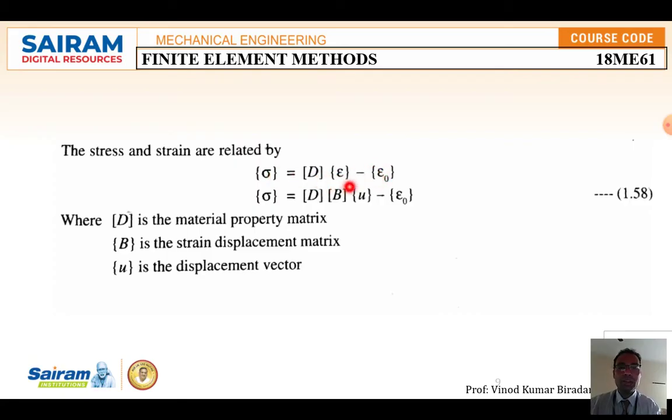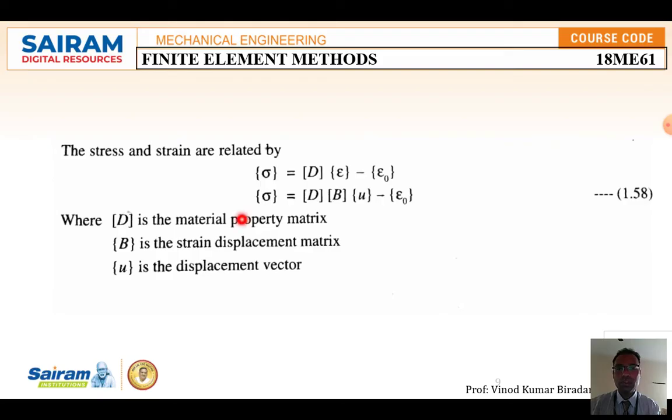Again we can write this as the modified equation: stress is equal to D capital B, B being nothing but the strain displacement matrix, U minus epsilon naught. This is the final equation for the temperature effect. So this equation you have to remember. They may ask you 4 to 6 marks: write a note on temperature effect.